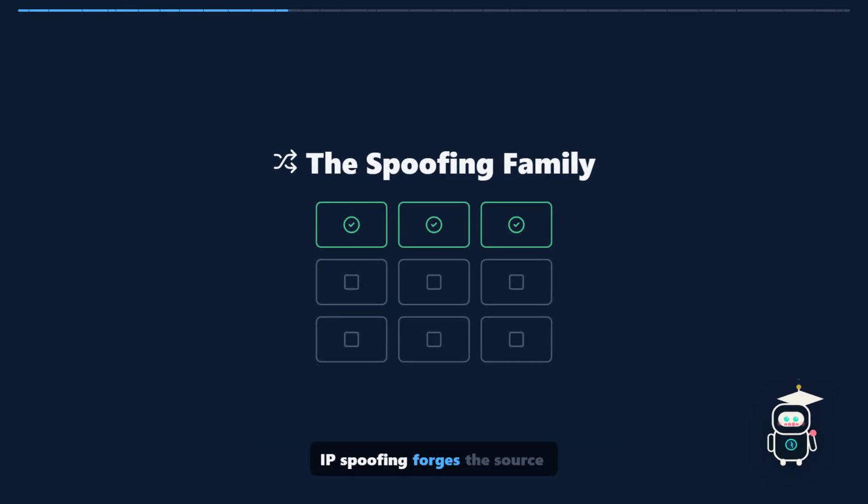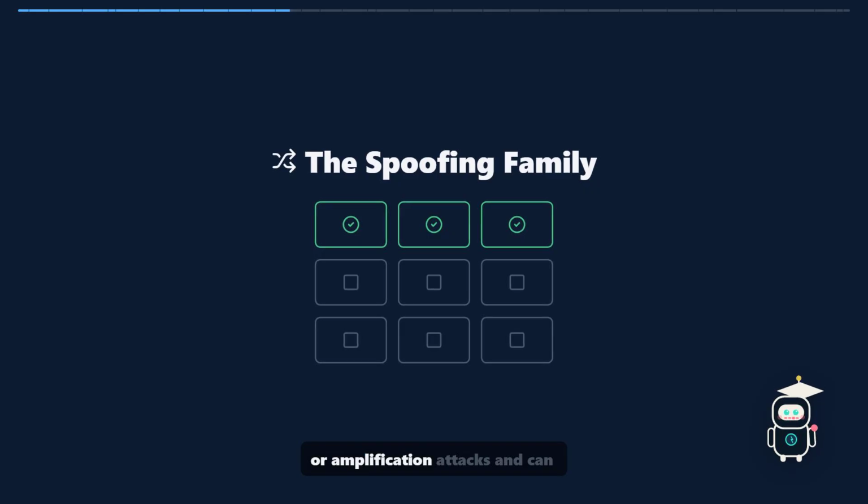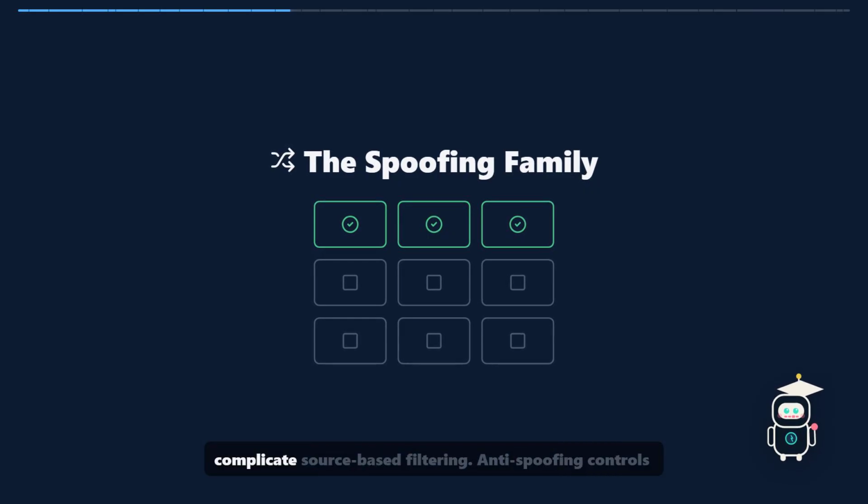IP spoofing forges the source address of packets. It is commonly used in some reflection or amplification attacks and can complicate source-based filtering. Anti-spoofing controls at network boundaries help reduce it.